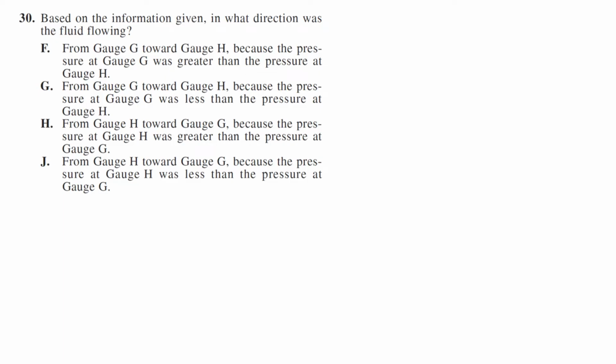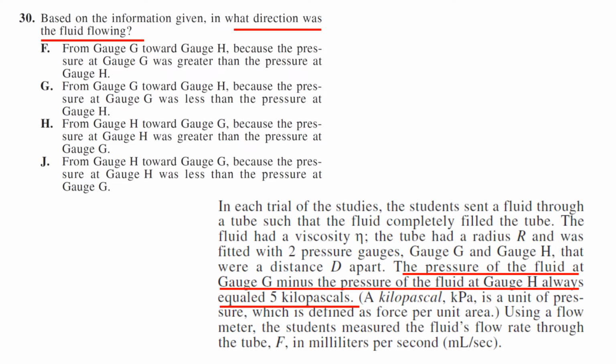Based on the information given, in what direction was the fluid flowing? Well, we know from question 29 that G minus H is 5, so the pressure at G is greater than H. It tells us that in the reading. So we can actually eliminate choice G and choice H. It's confusing because G and H are the gauges as well. Gauge G was less than the pressure of H. No. Gauge H was greater than the pressure of G. No. Both those are just not true by the facts stated. You don't have to reason. Now you've got it down to at least a 50-50 shot. And now you have to understand just knowledge-wise a bit more. The pressure is going to be greater on the first gauge. So F.